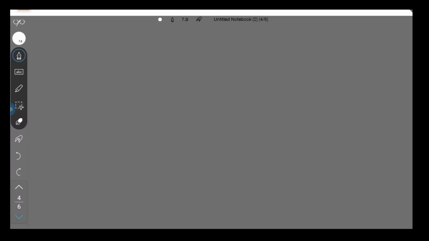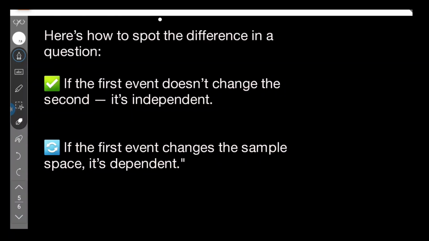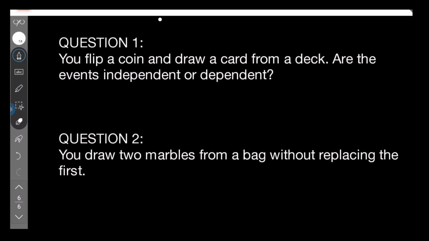So now, how do you identify these events? Here's how you spot the difference. If the first event doesn't change the second, it's independent. If the first event changes the sample space, it's dependent. Simple as that. So now, let's do some questions to test our understanding.